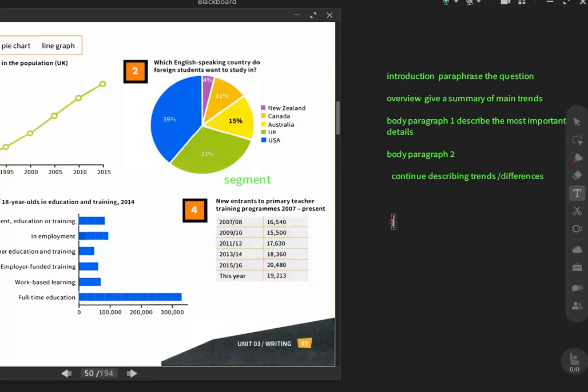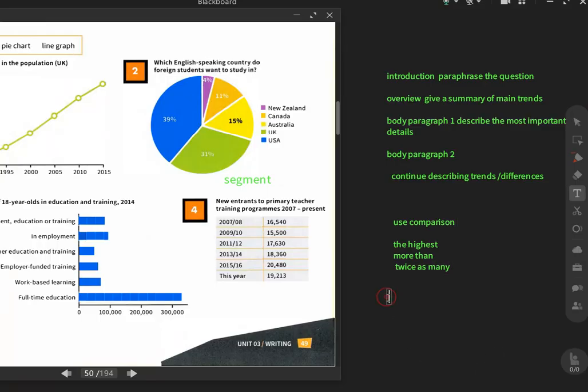And you should use comparison. What is that? More than, less than, the highest, twice as many, so different phrases. And of course, you should group information. What is that? Some candidates just describe point by point. No, 150 words. So you shouldn't do this.